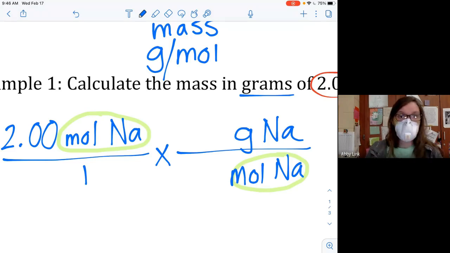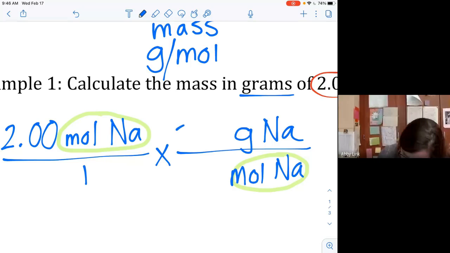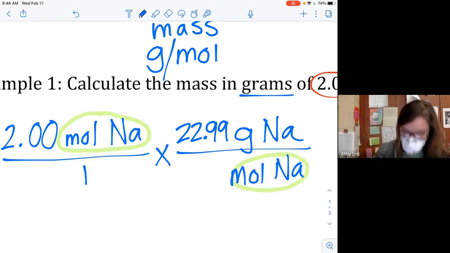Periodic table. Okay, so I'm going to find Na. Na is sodium. It's number 11 on your periodic table. Because I am using the molar mass of sodium as a final calculated molar mass here in this problem, I am able to round to 2 decimal places. So we can round that molar mass of sodium to 22.99 grams of Na.